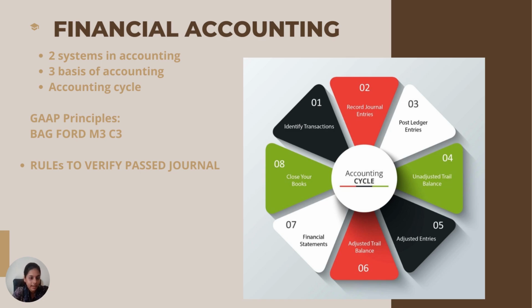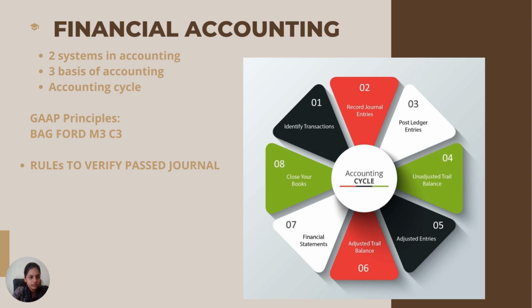Then we saw the GAAP principles, which in short are BAG, FORD, MQ, and CQ, abbreviations for business entity, accounting period concept, going concern, full disclosure, objectivity, realization, dual aspect concept, materiality, matching, money measurement, cost concept, conservatism, and consistency. These 14 principles consist of both conventions and the concepts.